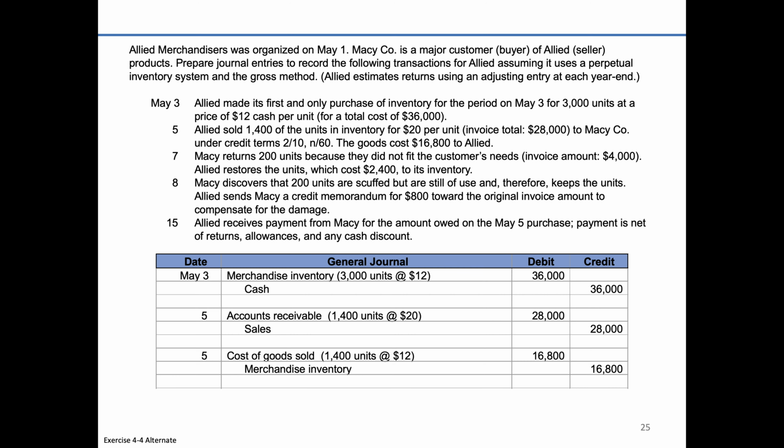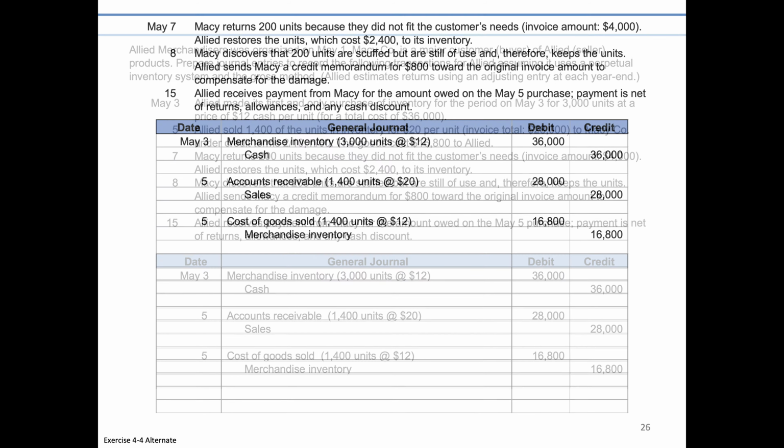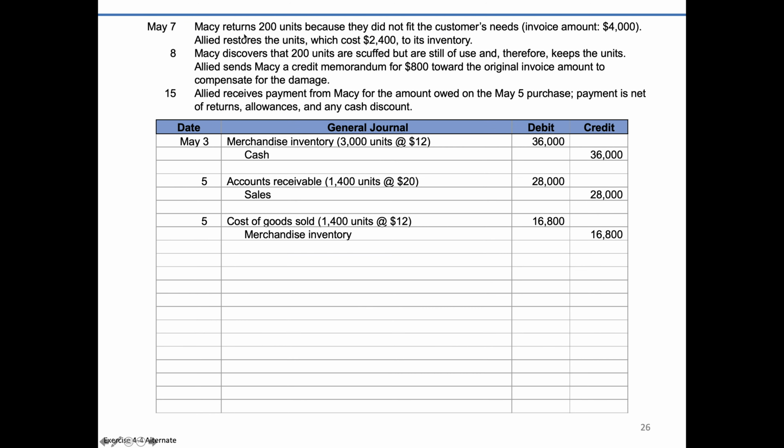Let's take a look at the May 7th transaction. For May the 7th, it says Macy returns 200 units because they did not fit the customer's needs. Customer doesn't want this. They were invoiced $4,000. Allied restores the units, which cost $2,400, to its inventory. So two things are happening here as well. First, the sale is getting reduced, and also inventory is getting put back. As the sale gets reduced, account receivables also get reduced. As inventory gets put back, inventory grows, and cost of goods sold gets reversed out. That expense gets reversed out or reduced.